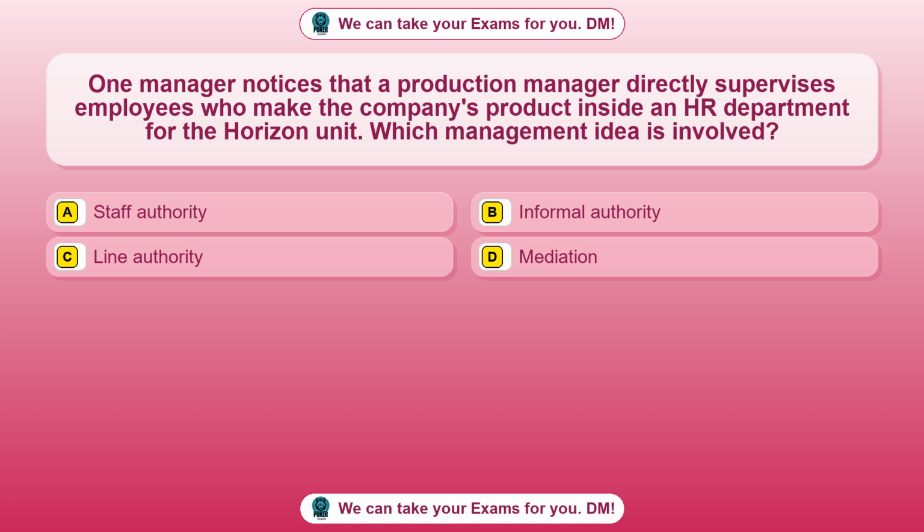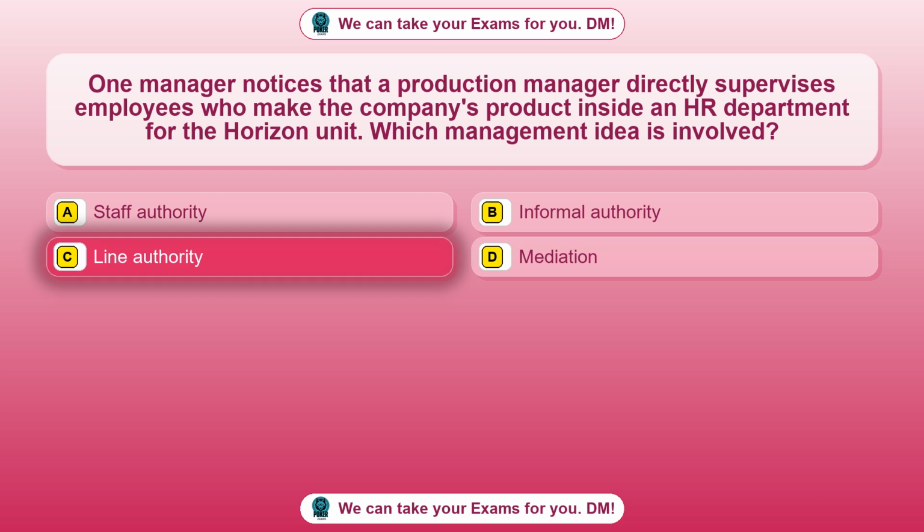Question 35. One manager notices that a production manager directly supervises employees who make the company's product inside an HR department for the Horizon unit. Which management idea is involved? Option A, staff authority. Option B, informal authority. Option C, line authority. Option D, mediation. The correct answer is option C, line authority.